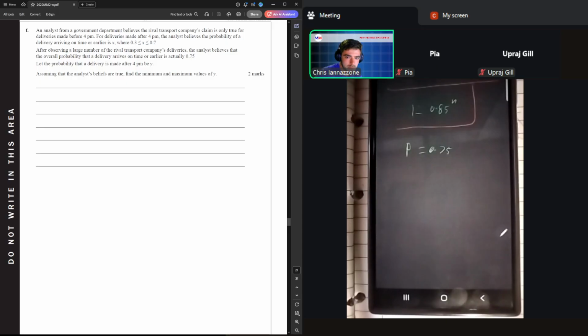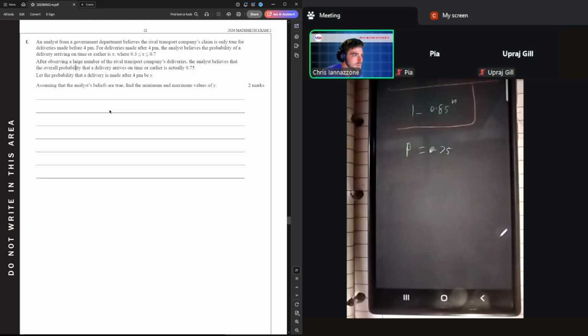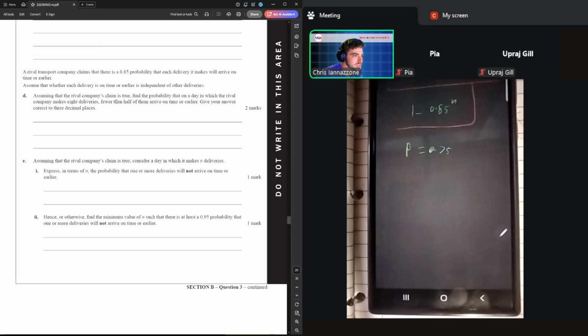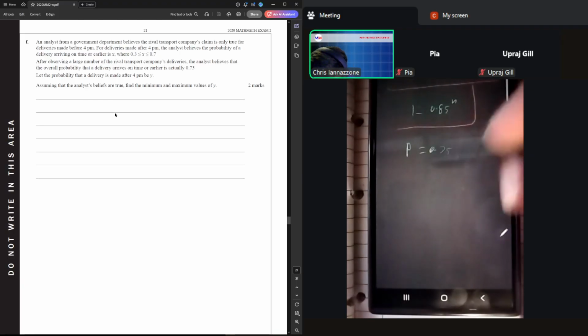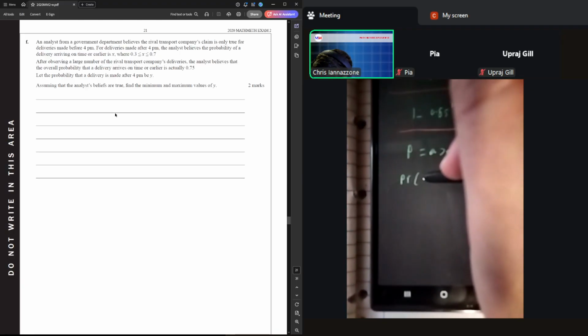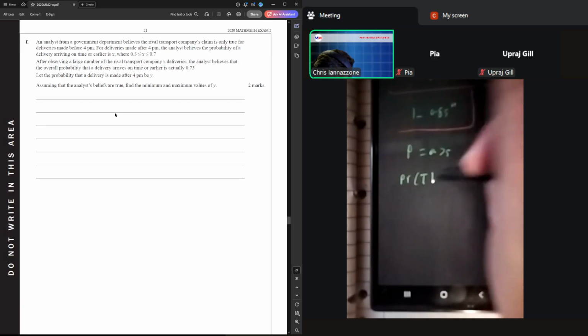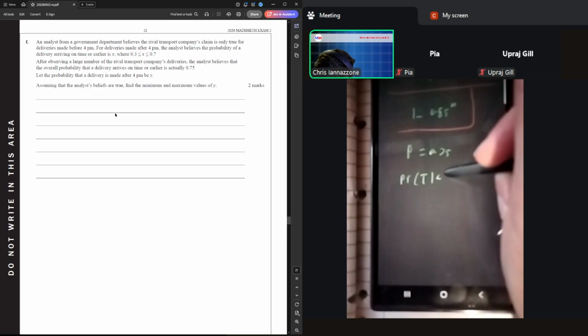And then what? So we've got a few conditional probabilities in there. Before 4 p.m., so probability of on time given that it's before 4 p.m. is 0.85. Yeah, I think that's right. Probability on time given before 4 p.m.